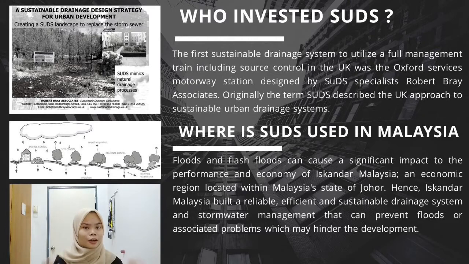But how about Malaysia, where is SUDS being used in Malaysia? Floods and flash floods can cause a significant impact to the performance and economy of Iskandar Malaysia, an economic region located in Johor. Hence, Iskandar Malaysia built a reliable, efficient and sustainable drainage system and stormwater management that can prevent floods or associated problems which may hinder the development.